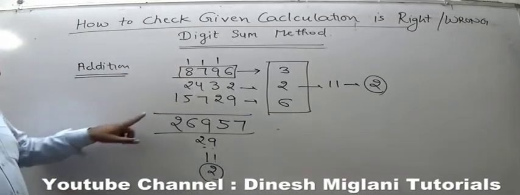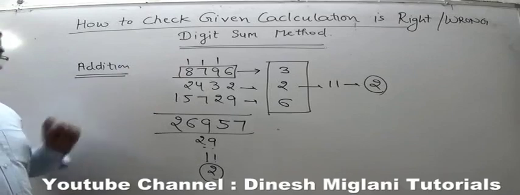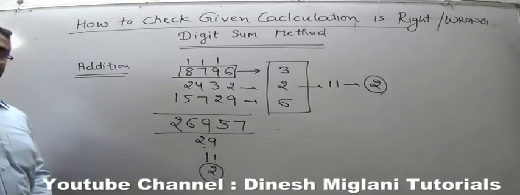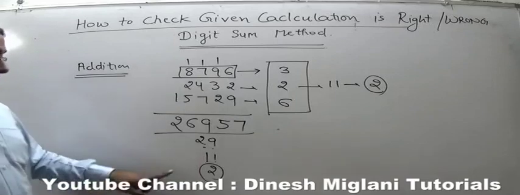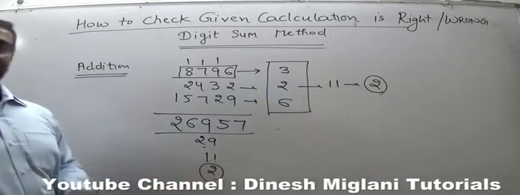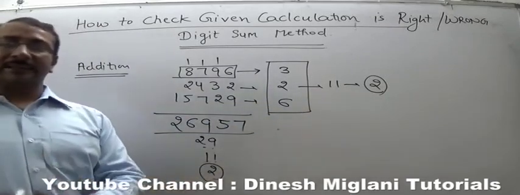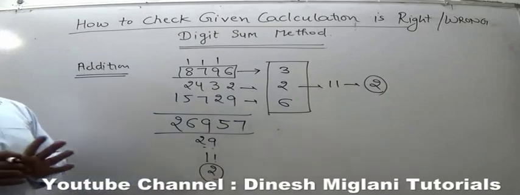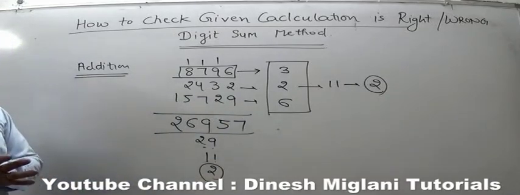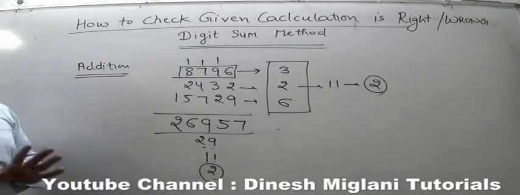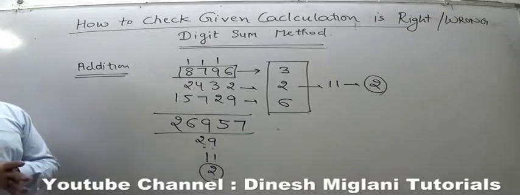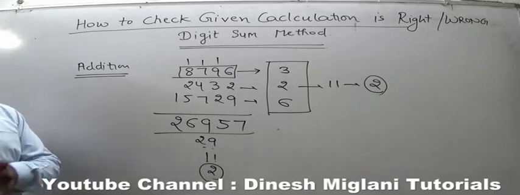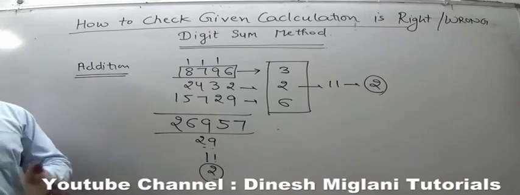Then I have taken the digit sum of these 5 numbers, and when I add all the digits here, finally I can say 1, 1, 2, right? If these two are equal, I can say that the calculation I have done is right. I hope the idea is clear. Whatever you calculate, if at the end the digit sum is the same, you are sure that the calculation you have done is right.